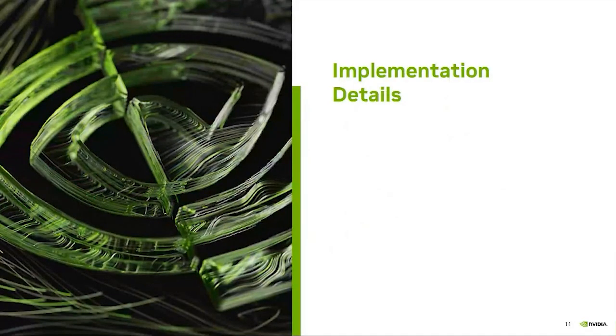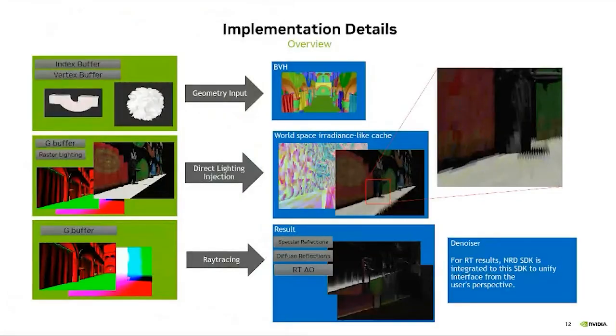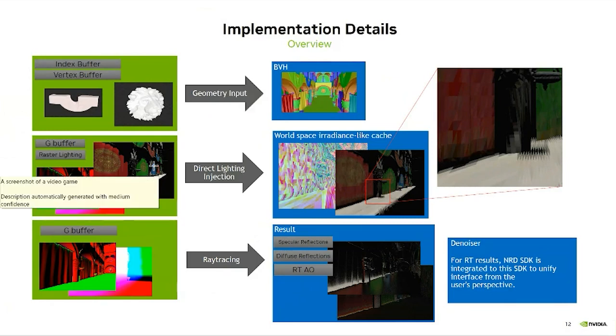So now let's take a look at some implementation details, how we actually did it. This is an overview of what the SDK does internally. The first step is basically the user application has to submit geometry, meaning index and vertex buffers, and the SDK builds the BVH.